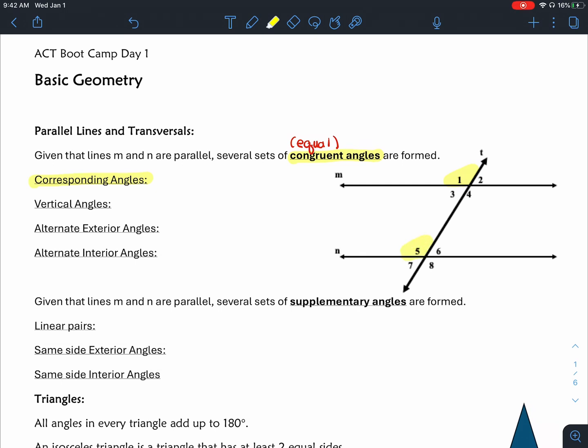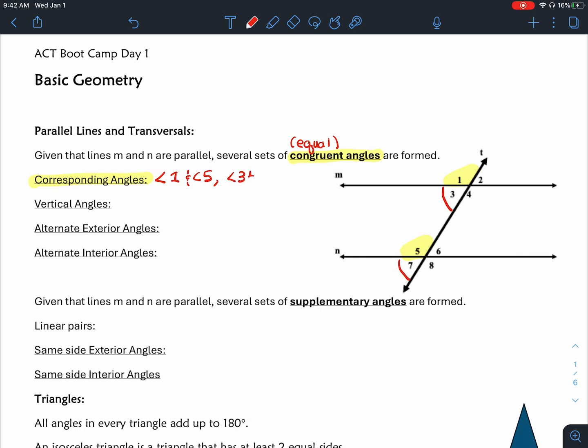Angle 1 and angle 5 would be one example of corresponding angles. You can see they're both in the same position. Angle 1 is in the upper left, and down here in this set, same thing, angle 5. Those 2 angle measurements are exactly congruent to each other. Angle 3, being in the bottom left there, would be congruent to angle 7.